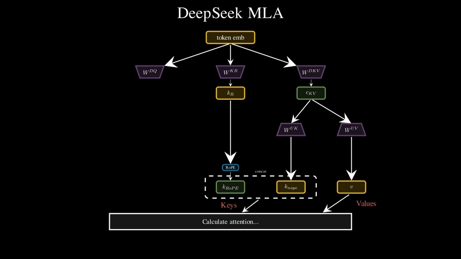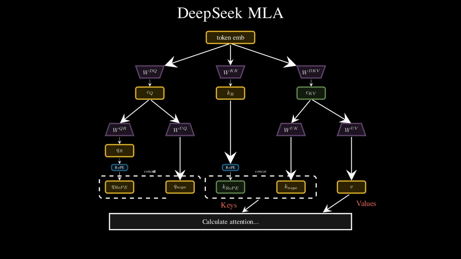The query is constructed in a similar way. First, we produce a latent vector CQ, which is split into two components. One that receives the RoPE rotation, and the other that doesn't. After combining them, we obtain the final query matrix. The key idea is that instead of storing the full key and value matrices in the cache, we only store CKV and K-rope, which are much smaller because they come from the down-projected latent space. We don't need to cache the query, since it's generated fresh for every token during decoding.